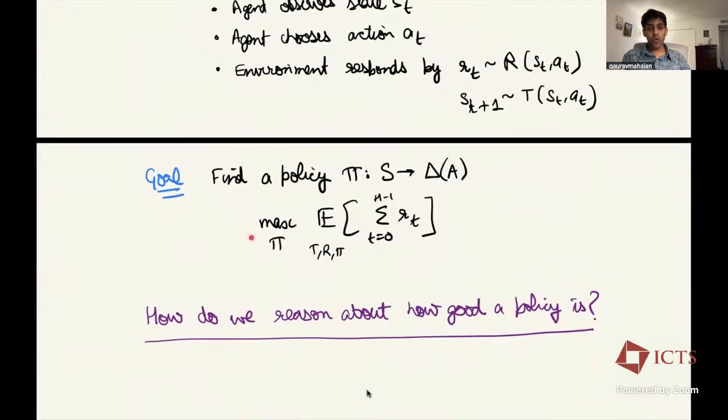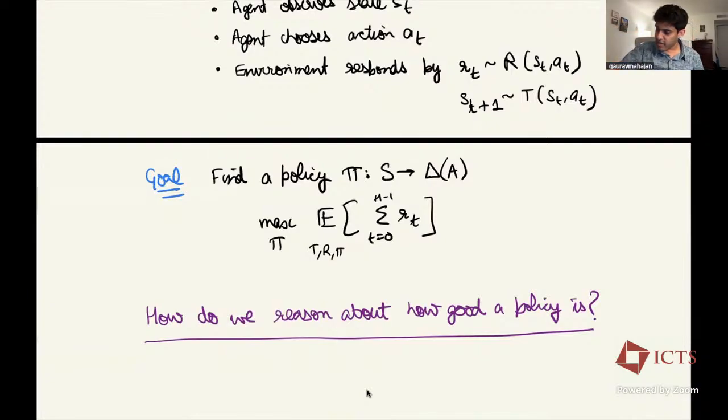So the goal we discussed last time is to find a policy, which is just a function from states to distributions of actions, that maximizes its expected sum of rewards, where the randomness is coming from the transition function, the reward function, and your policy.